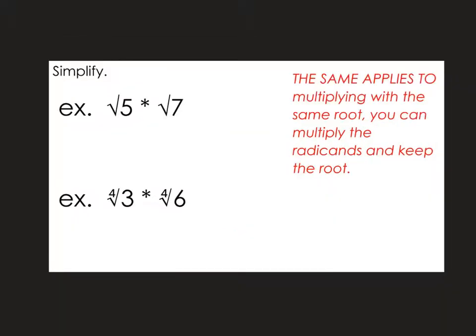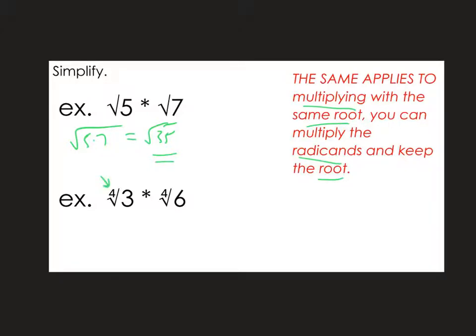If we can divide when we have the same roots, the same goes with multiplying, right? As long as it's the same root, you can multiply the radicands and keep the root. So the square root of 5 times the square root of 7 is the square root of 5 times 7, which is the square root of 35. And then I look for a perfect square within there. And there isn't any, right? 5 times 7 is 35, or 35 times 1. So that's just going to be the simplified version. Again, or 35 to the 1/2 power.